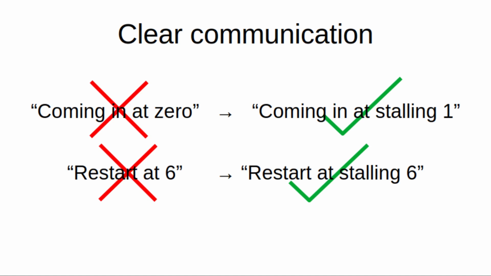Lastly, I would like to emphasize how we can improve communication with the other team. I encourage not to say something like coming in at 0, but always use coming in at stalling 1, or don't say restart at 6, but rather restart at stalling 6, because when saying restart at 6, you're not sure, is 6 the last number fully uttered, and so you will restart at 6 plus 1, you will say stalling 7. So to avoid the confusion, just always say restart at stalling x.